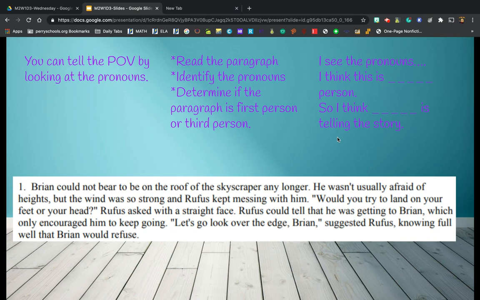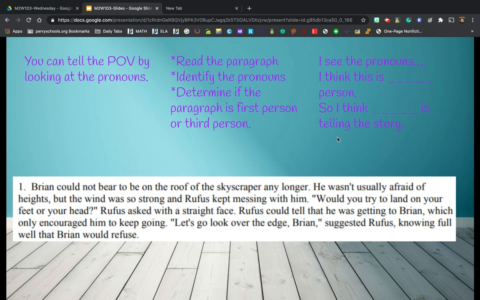So as I was reading the story, I noticed a few pronouns. I noticed in the second sentence the word he. I also noticed in the second sentence at the end, it says Rufus kept messing with him. So he's talking about somebody else outside. He's somebody that's in the story but not telling the story. And then later in the fourth sentence, it says Rufus could tell that he was getting to Brian.